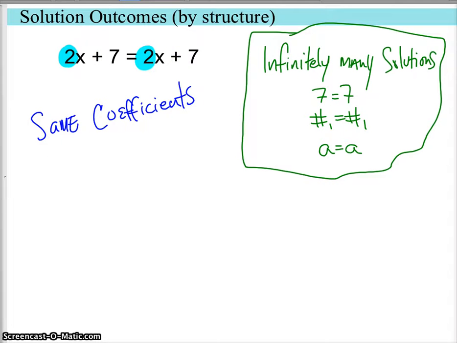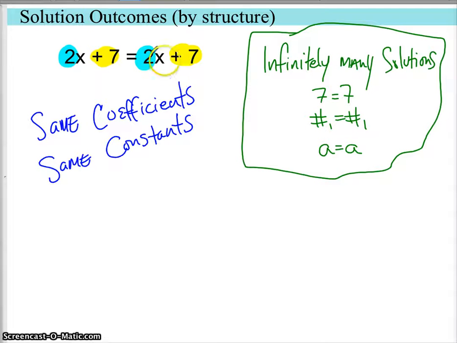Whereas the infinitely many solutions, when I look at the constants, I have 7 and 7, positive 7 and positive 7. So in this case, we actually ended up with the same constants. You can multiply a number times 2 and add 7. That's always going to be equal to the number times 2 plus 7. You're doing the exact same thing on both sides, so of course the numbers are going to be the same.